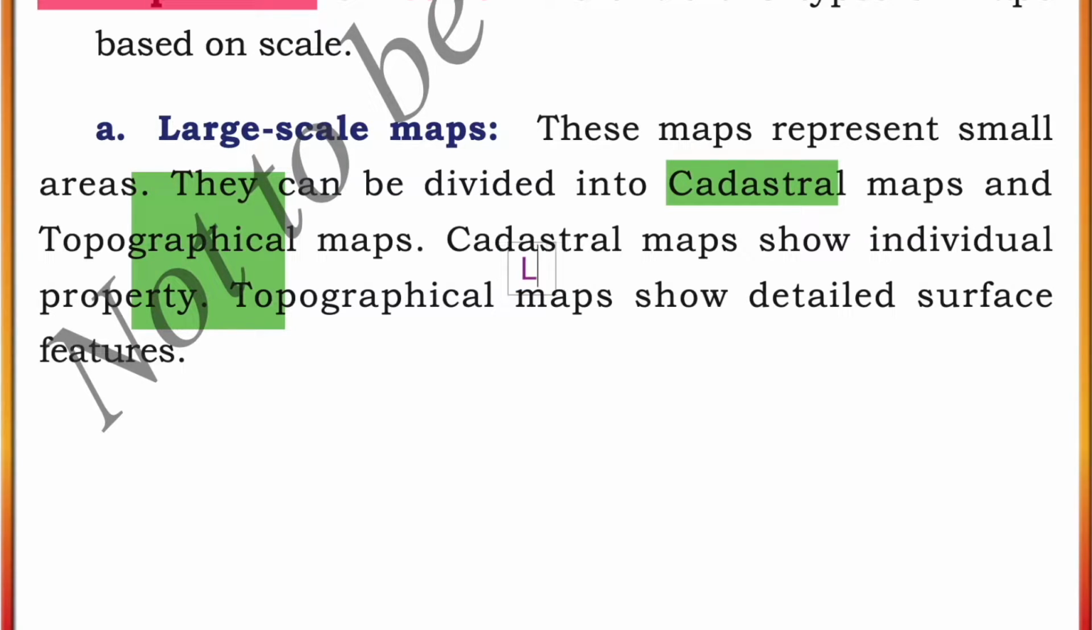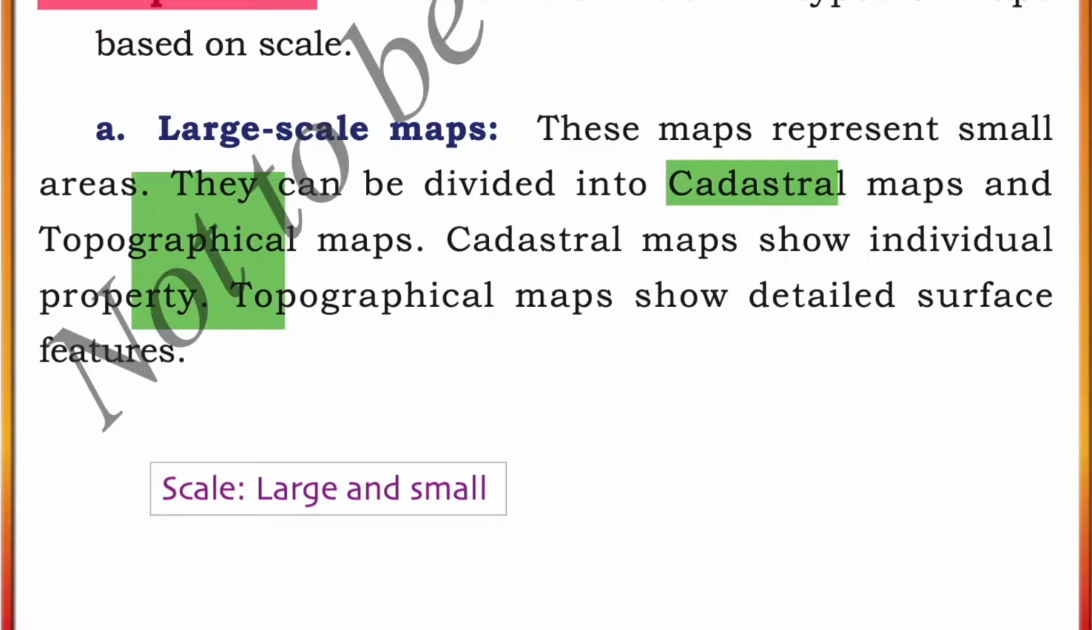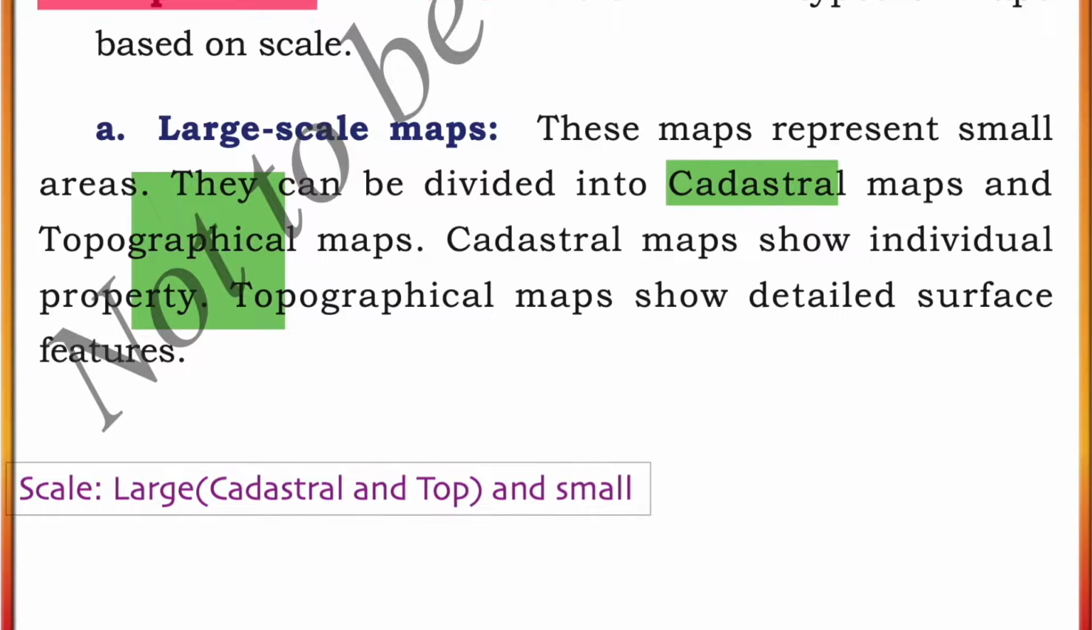So what did we learn? Based on the scale, we can classify maps into large scale and small scale. Now, furthermore, each of these has two subcategories. Do you remember the two subcategories of the large scale maps? They are, as you can see right above here, the cadastral ones and the topographical maps.